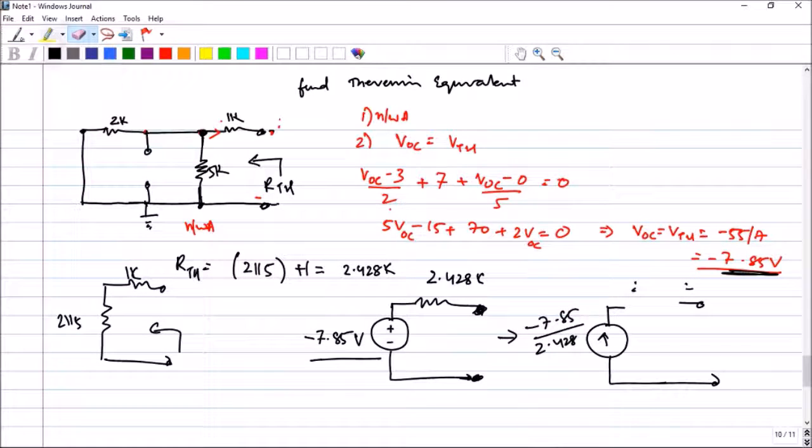Norton equivalent is always a parallel connection, right? 2.428K. All right, so this is going to be my Norton equivalent and this is my Thevenin equivalent. I hope you have understood this problem.